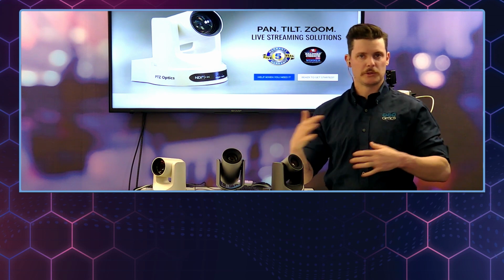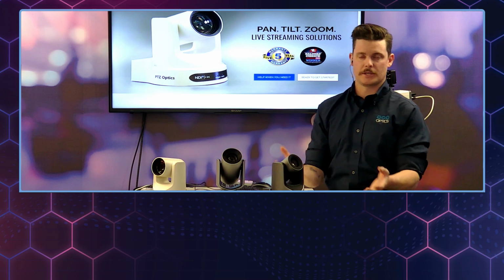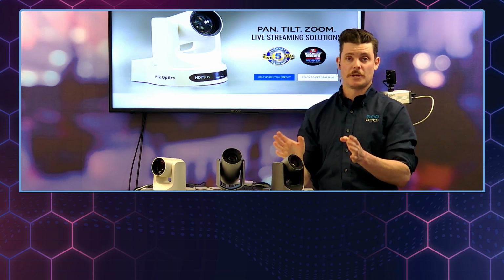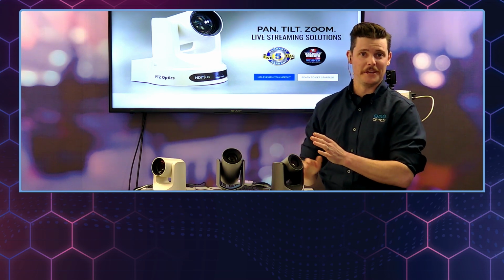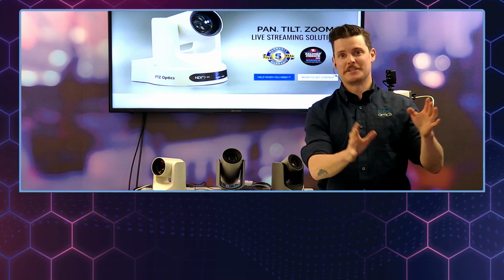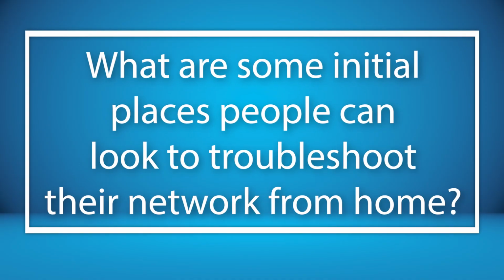What do people do when they're going to troubleshoot these things? Because a lot of the time, I would say most, if not all the time, it's not the camera's fault. It's the network and the network setup's fault. What are some initial places that people can look when they're having trouble with their IP infrastructure in terms of troubleshooting at home?